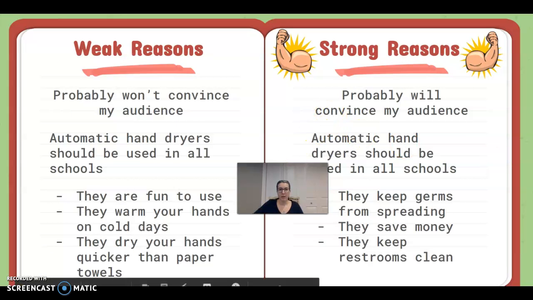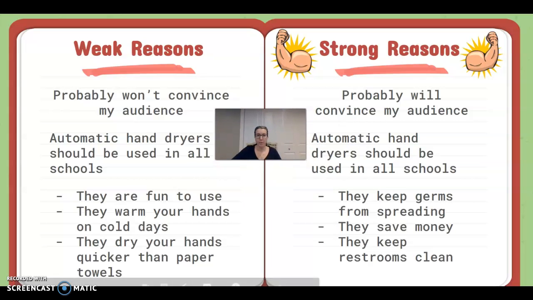All right, so we are on to weak versus strong reasons. This is very important when you are writing your persuasive essay because when you are trying to convince someone, you want to pull out the strongest reasons you possibly can in order to convince them. Weak reasons are not going to cut it. You have to come up with something that is really going to be important to the reader. For example, weak reasons probably won't convince your audience.